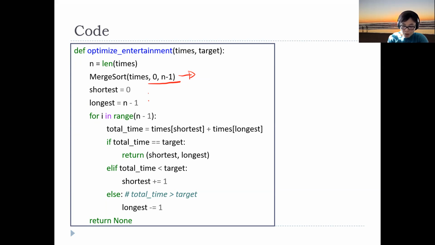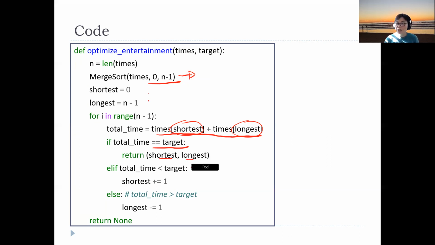Okay. Then what we do is at any moment we test what is the total time of the current two movies pointed to by these two pointers. Okay. If it's equal to the target D, we're done. We found it. So this is a two-movie pair. We return the two movie IDs, okay?